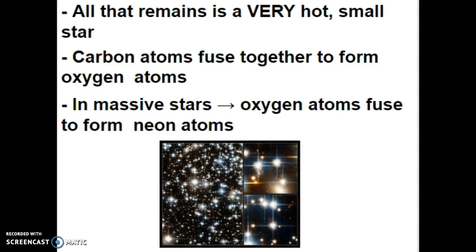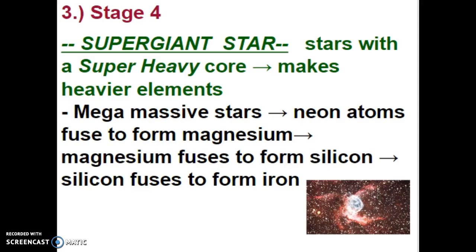Eventually that temperature will rise inside that core, and we can take carbon atoms and fuse those together to form oxygen atoms. Again, something that's important to you and me and all life on the planet in some way, shape, or form. In super mega massive stars, stars that are 8 to 25 times larger than our own sun, this fusion process will continue, and oxygen atoms will fuse together to form neon atoms.